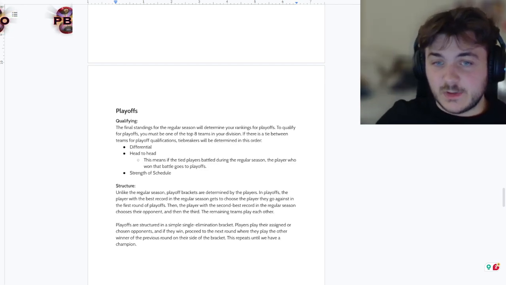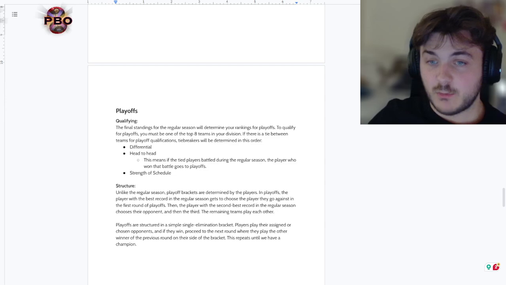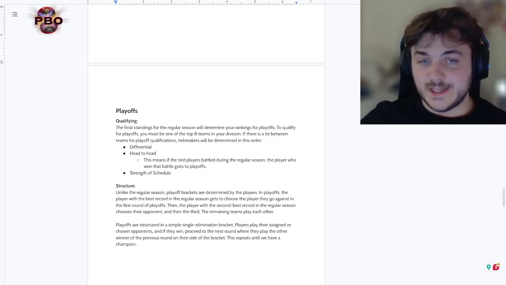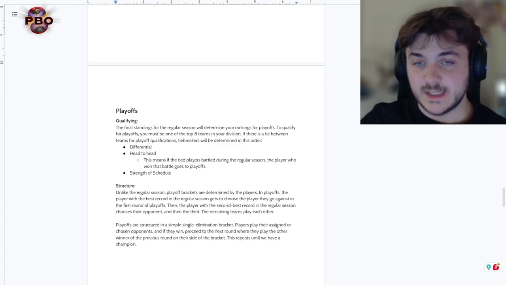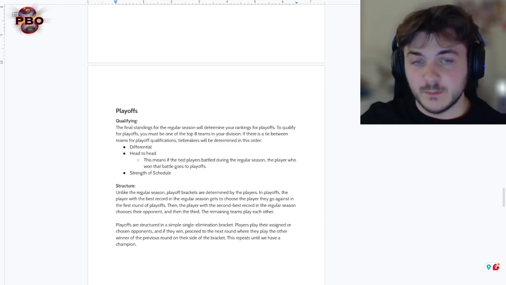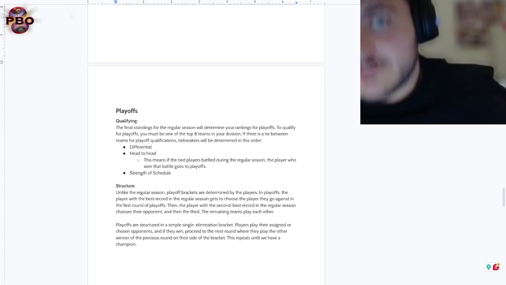The final standings for the regular season will determine your rankings for playoffs. To qualify for playoffs, you must be one of the top 8 teams in your division. If there is a tie between teams for qualification, tiebreakers will be determined in this order: differential and head-to-head.